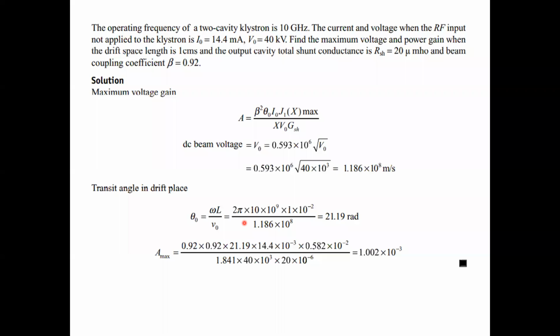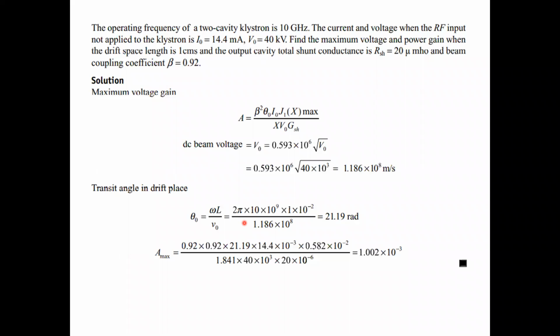To get maximum voltage gain, what is our aim for the question? Maximum voltage gain. So beta, beta equal to 0.92, they mention in the question. Read the question carefully. Beta equal to 0.92, so direct beta equal to 0.92. Theta naught transit angle 21 radians. Current in the question 14.4 milliamperes.